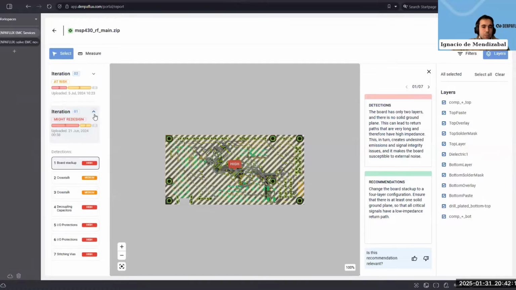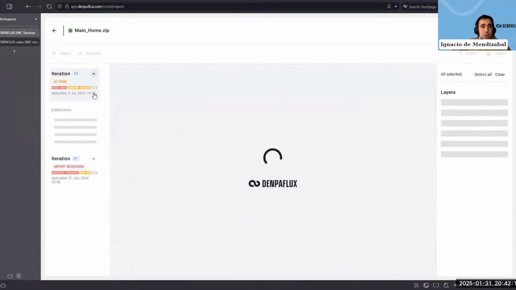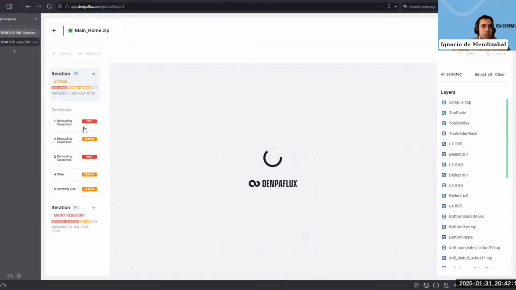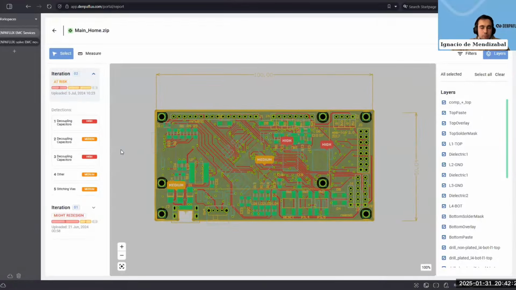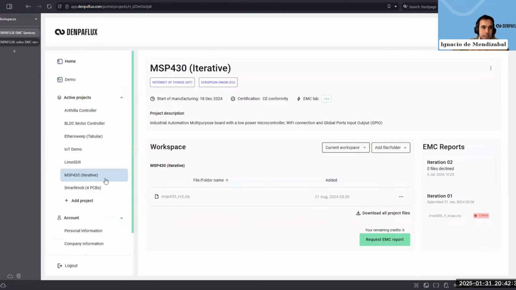Then the idea is that you make these changes and upload a second iteration very fast. We can check again the next most important problems, so that you iterate, uploading consecutive iterations in a very short time while focusing on the most important topics, so that at the end of the process you have a green light, and the risk of having EMC problems is very low.